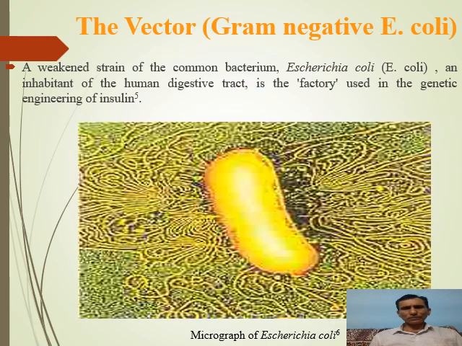For the production of insulin, a weakened strain of E. coli has been taken, which is a gram-negative bacterium that is continuously being used in the genetic engineering of insulin.